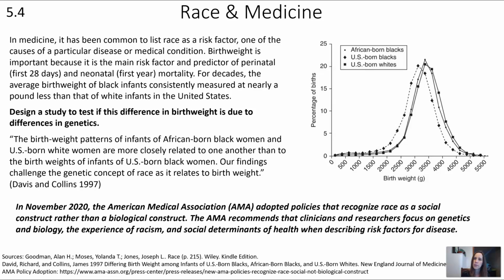The American Medical Association very recently finally came to terms with this and realized that it's really important that doctors and researchers not use race in a biological way. So in November 2020, the AMA adopted policies that recognize that race is a social construct rather than a biological construct. AMA recommends that clinicians and researchers focus on genetics and biology and the experience of racism and social determinants of health when describing risk factors for disease.